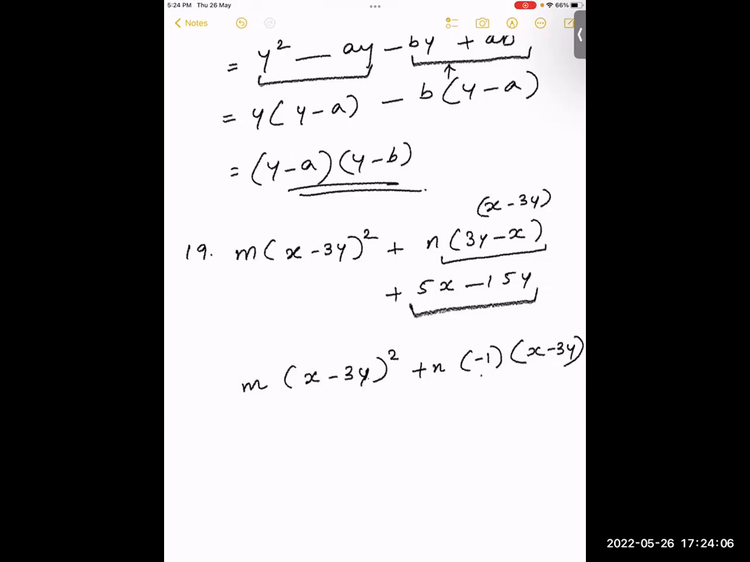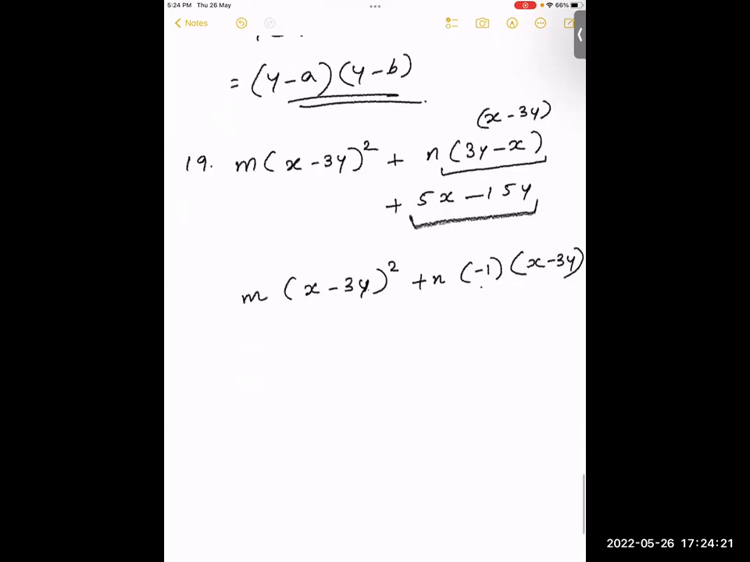Negative into negative 3y is plus 3y, is it not? So I am getting plus 3y minus x when I multiply this. So don't you think this solves my problem? Getting it, Shreya?